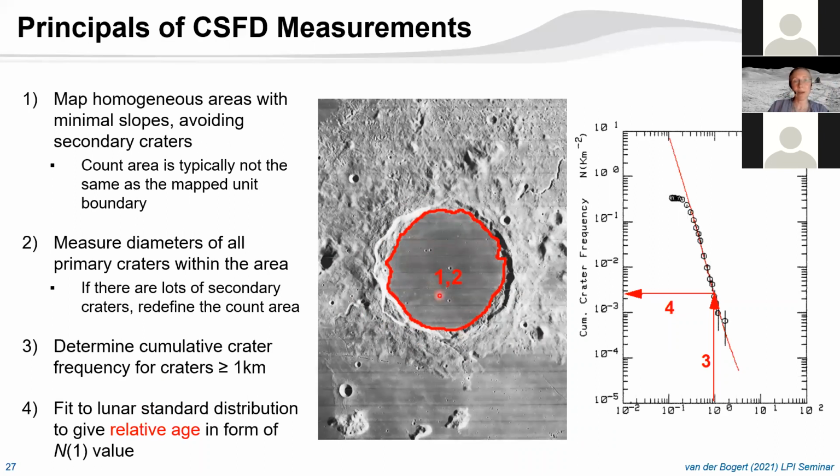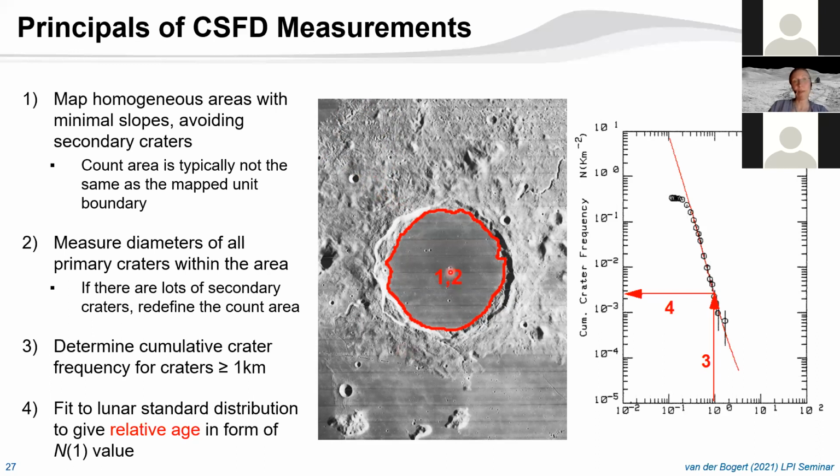Typically, the count area is not the same as the mapped unit boundary. In this case, we have a very nice clear boundary between the mare infill and the crater, and so here would be a case where the count area is the same as your mapped unit. But for example, here for the ejecta blanket, you would want to go a little bit farther away from the crater rim. You would have mapped your ejecta blanket all the way up to the rim, but your count area might be out here because you want to avoid the steeper slopes close to the rim.